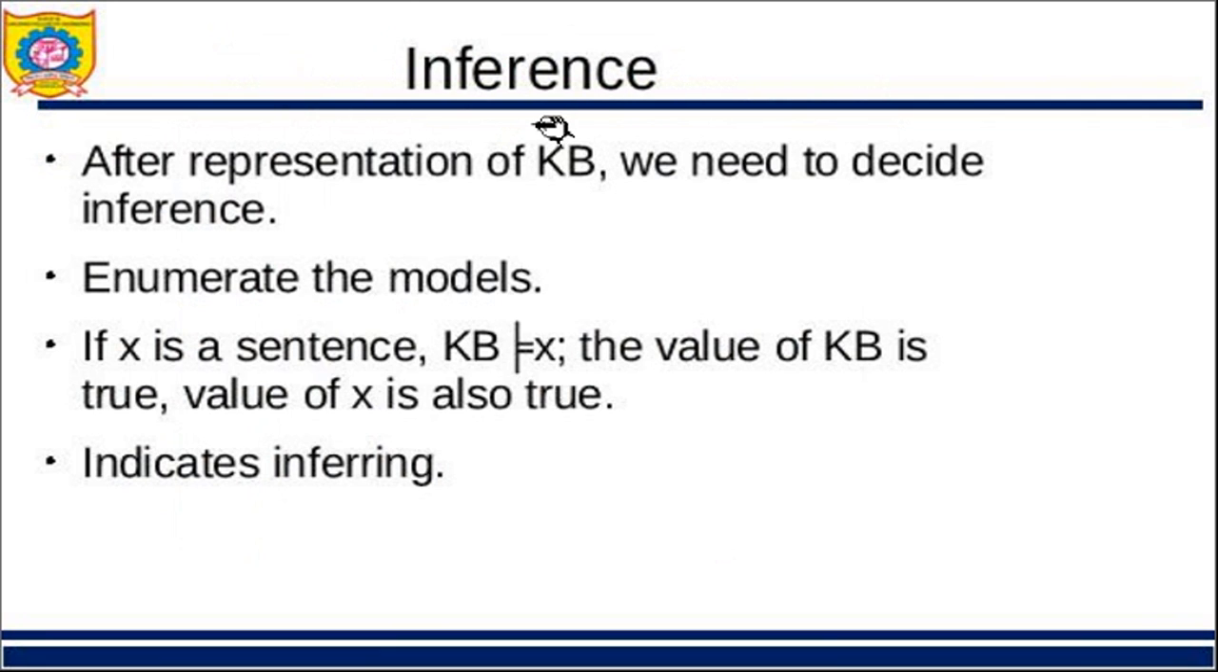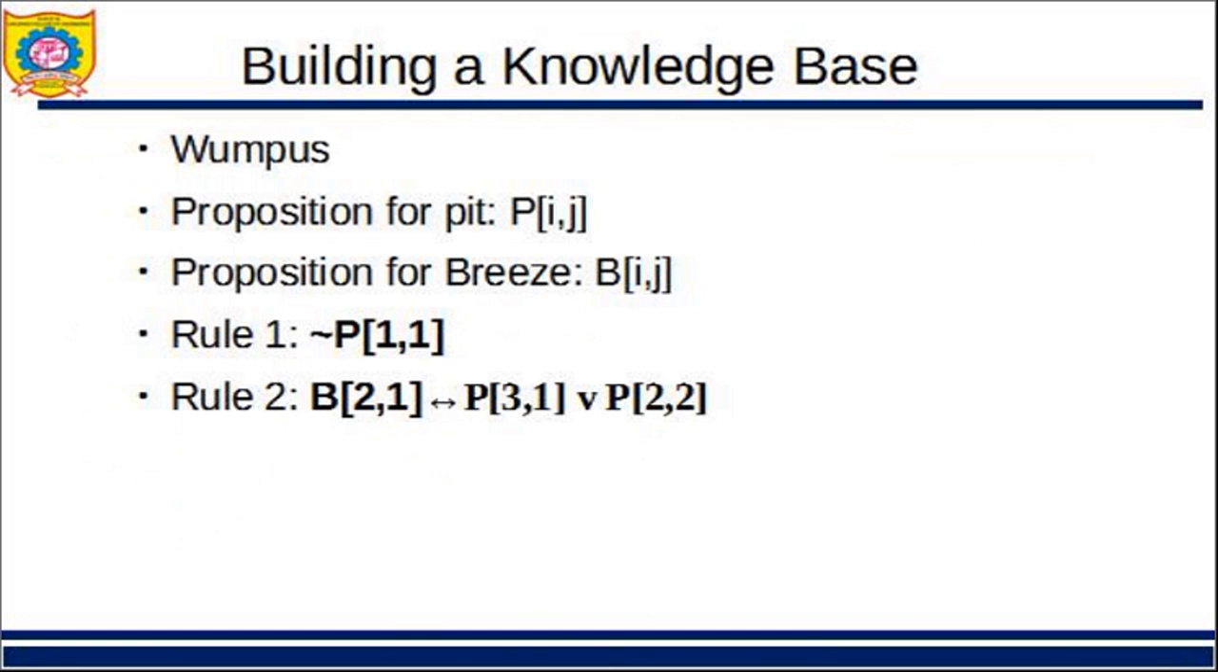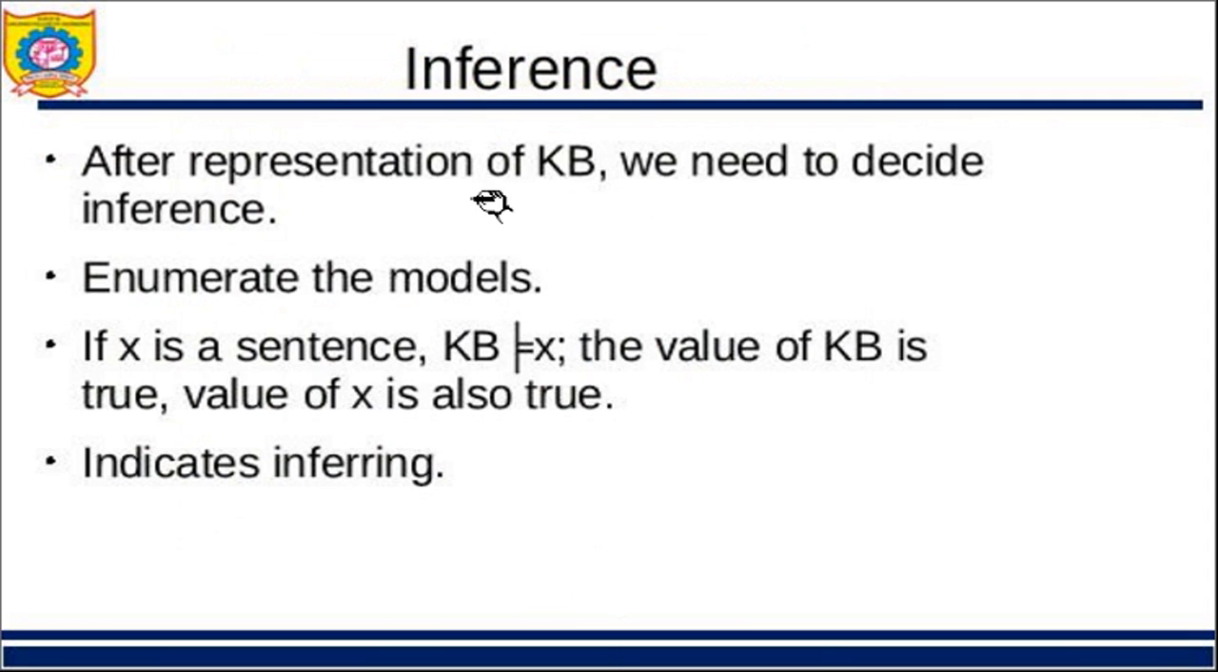Further, what do we mean by inference? Syntax, semantics, and thirdly inference, with respect to propositional logic we are studying. This is the next point. After representation of the knowledge base, which I have shown how to do in this Wumpus example, finally we have to go for inference. For that we need to enumerate various models.